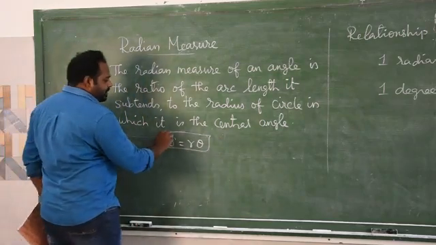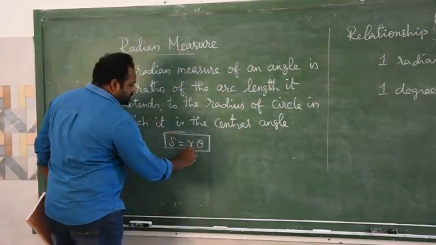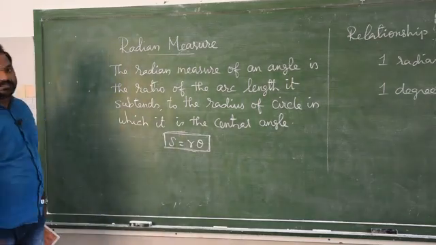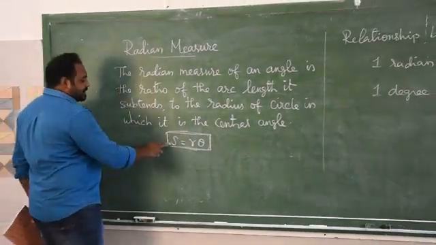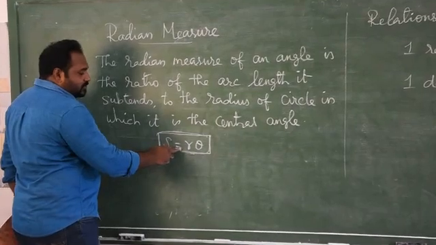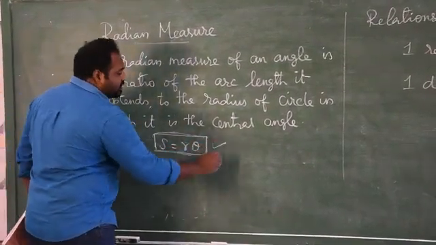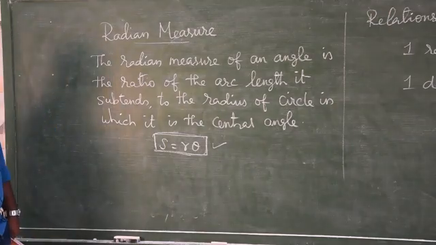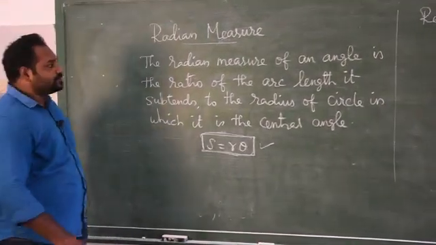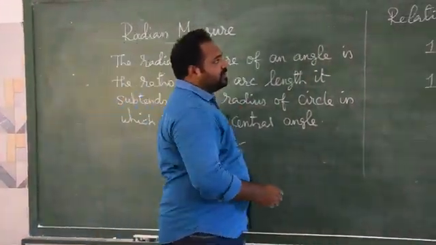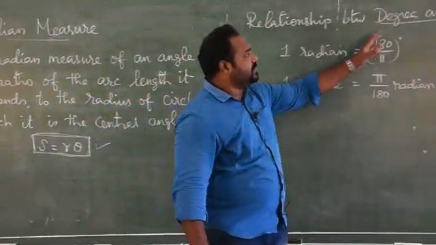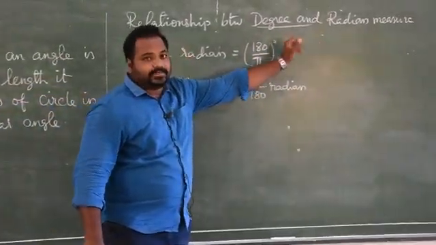The formula, a very important formula which is required for exercise 3.2, the sector formula: the length of the arc equals radius into theta. So this is a very important formula for exercise 3.2. Here we also have a relationship between degree measurement and radian measurement.